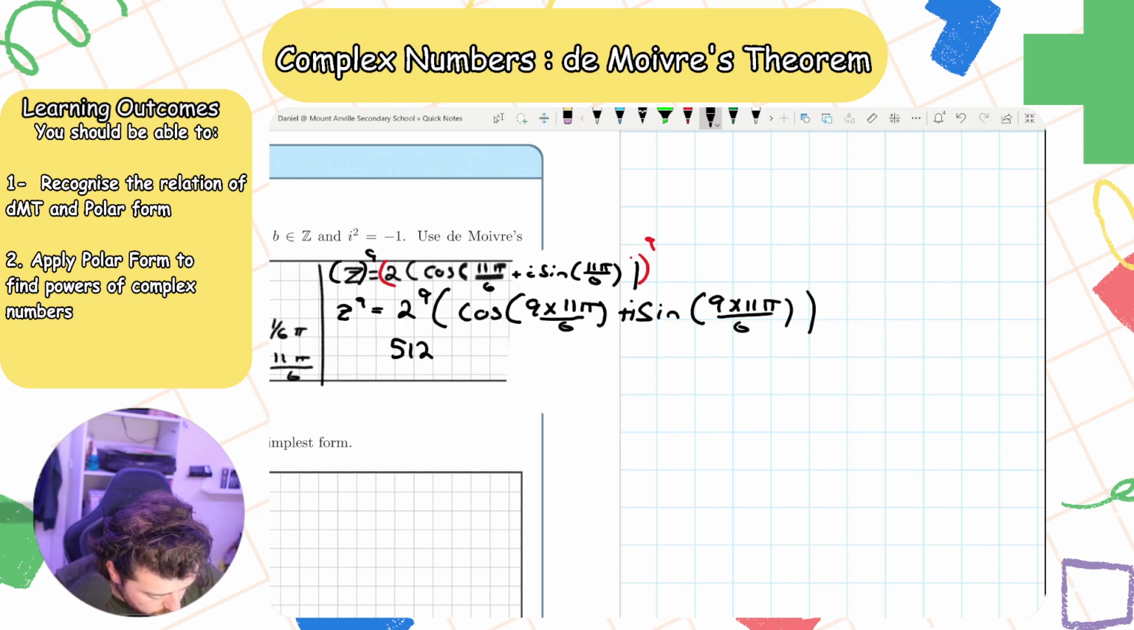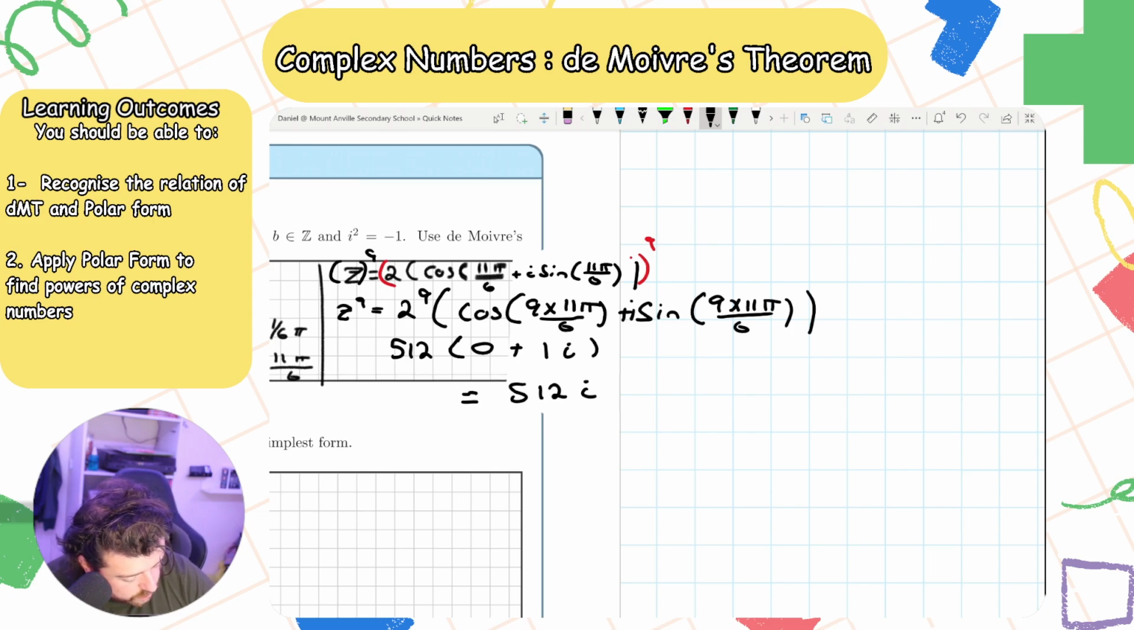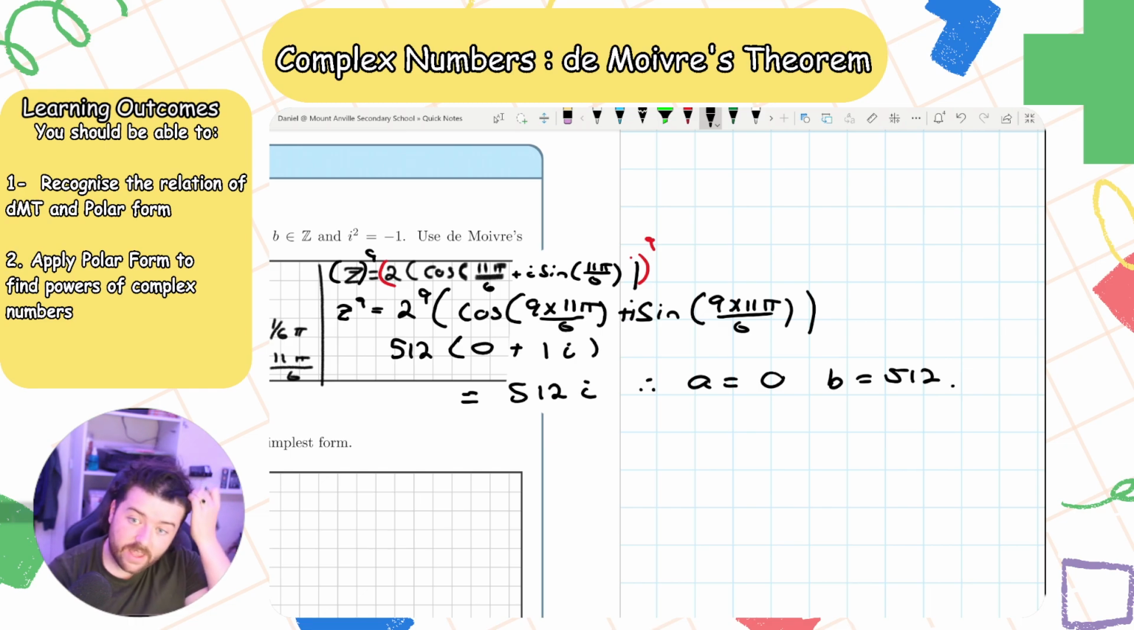which is going to be equal to 2 to the power of 9, which is 512, cosine of 99 pi over 6. Put that in a calculator. That is going to be 0. Then sine of 9 times 11 pi over 6 is going to be equal to 1i. Therefore, my final answer is 512i. So a is going to equal 0, b is going to equal 512. That is my answer there.